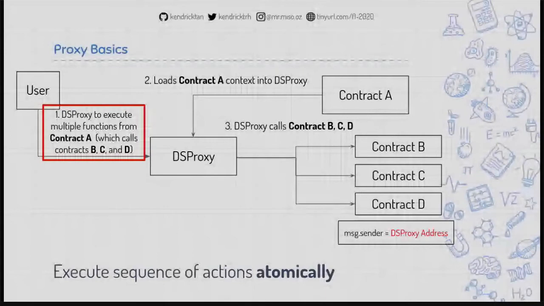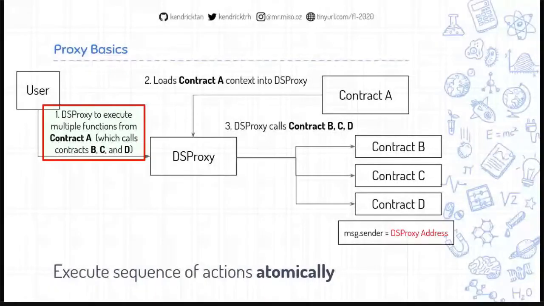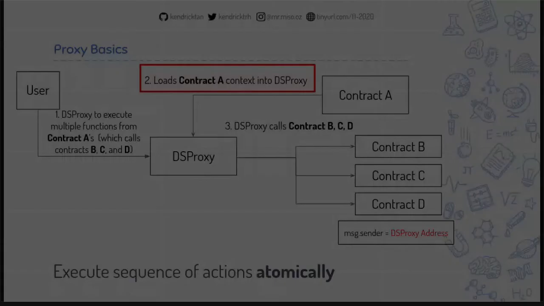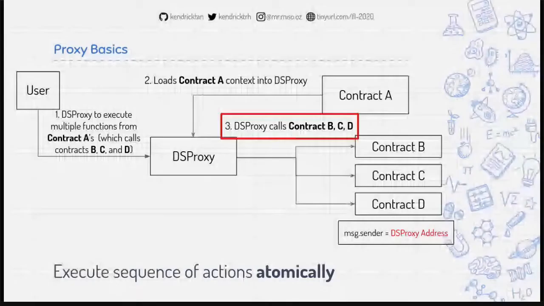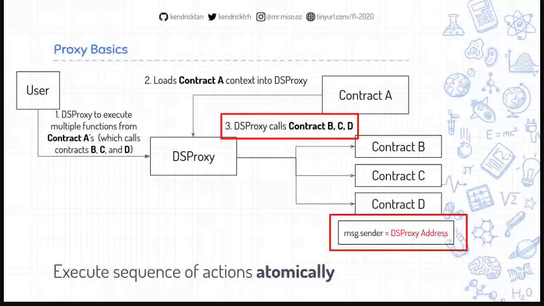So what happens is that you can first tell dsproxy to execute the functions from contract A. dsproxy loads the context from contract A into itself. It then calls contracts B, C, and D in one transaction. So I have to emphasize that the proxy is able to load the context from contract A and execute this sequence of actions atomically. And it's all done under the context of dsproxy. So that's pretty much all you need to know about what a proxy does.